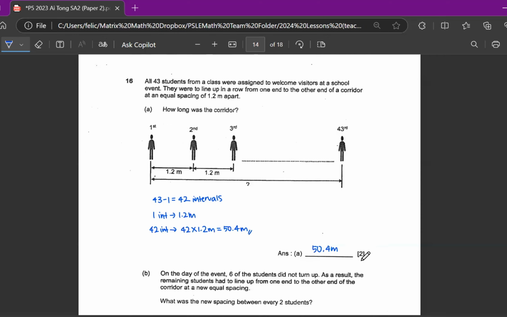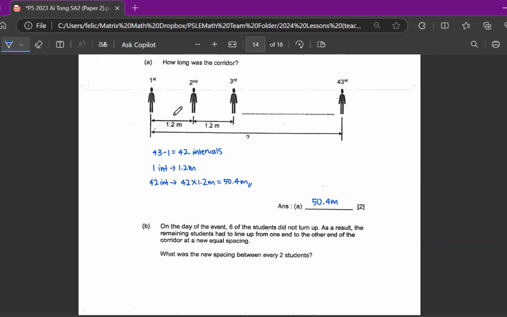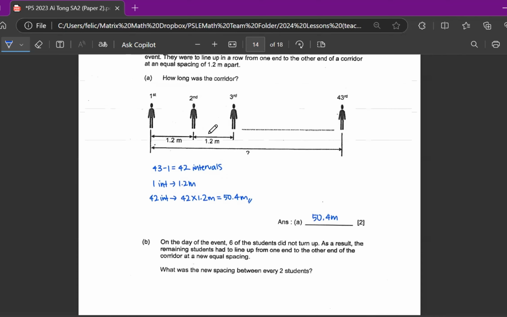Okay, we shall move on to B. Now, on the day of the event, 6 students did not turn up. As a result, the remaining students had to line up from one end to the other end at a new equal spacing. Just imagine, if 6 people never turn up, then the remaining students rearrange themselves to form new equal spacing. It tells you that the new spacing must be larger than 1.2. They must all be further away from each other, because fewer people means larger gaps. So later your answer, the new spacing, must be bigger than 1.2 for sure.